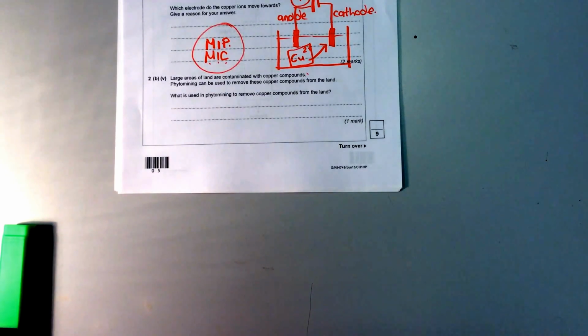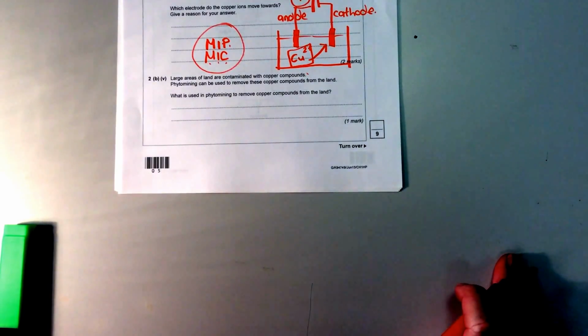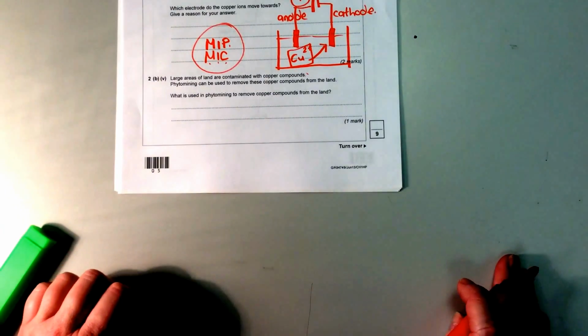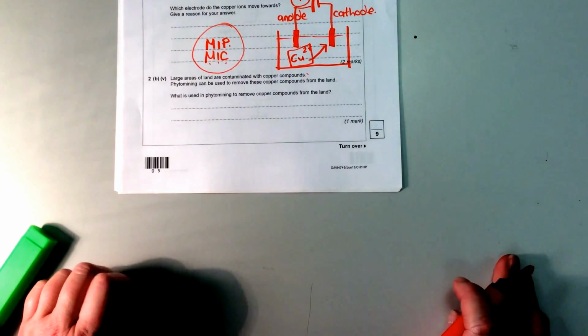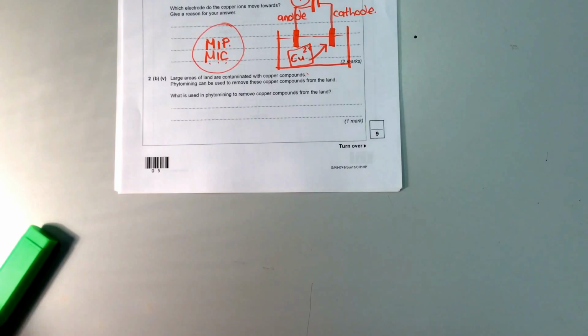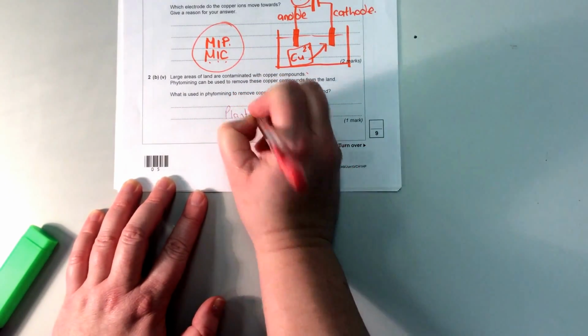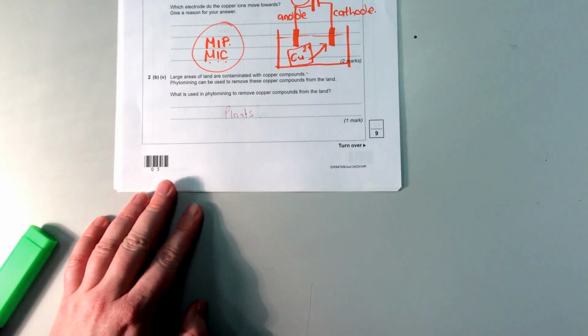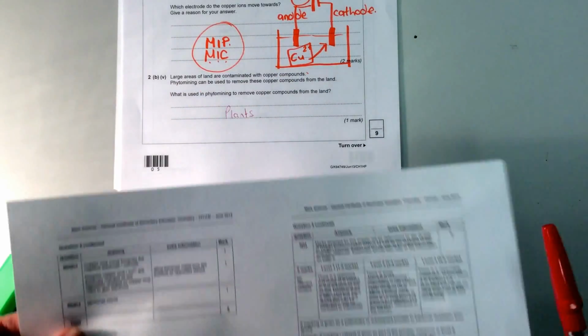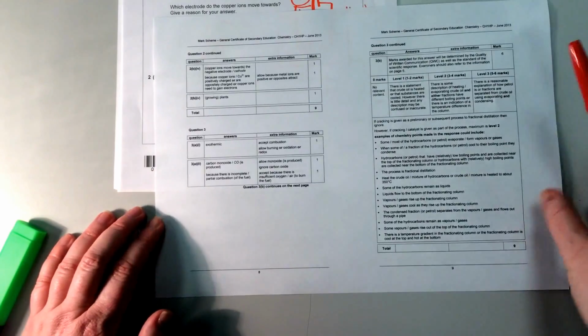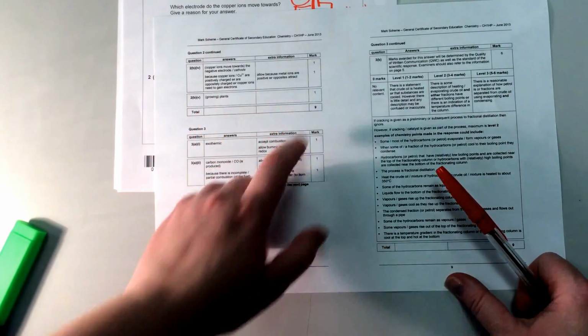And when they reach the maximum height, you then burn them, and in the ash you then have accumulated the metal. So the plant helps to accumulate the metals itself for you, and then you cut those down and you put them through a furnace, and then you're able to extract them that way. So what's used to remove copper compounds from the land is just plants. Just one word here will get you the mark, and it's just plants. Alright, I'll just confirm that on the mark scheme. And there it tells you there, growing plants, and again it's worth 1 mark.